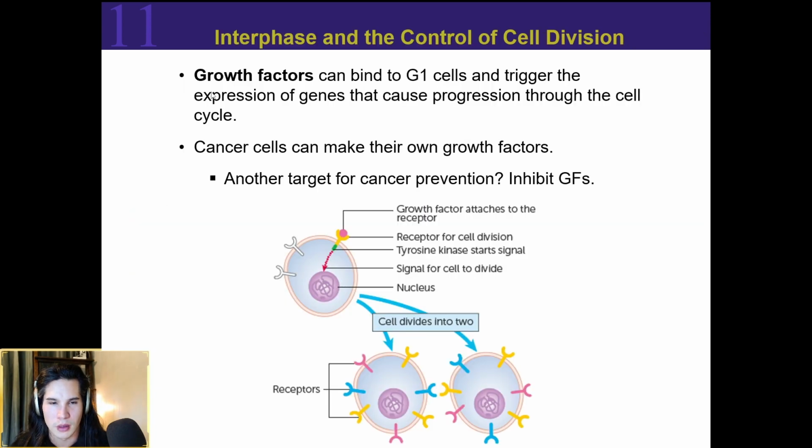Pretty interesting. All right, so still on the topic of cancer, we have these things called growth factors, which have the capacity to bind to your G1 cells and then trigger the expression of genes that cause the progression through the cell cycle, from G1 to your S phase. So they'll cause that transition. Fun fact: some cancer cells, depending on the type of cancer, have the capacity to make their own growth factors. And so that's what makes growth factors another potential target for cancer prevention.